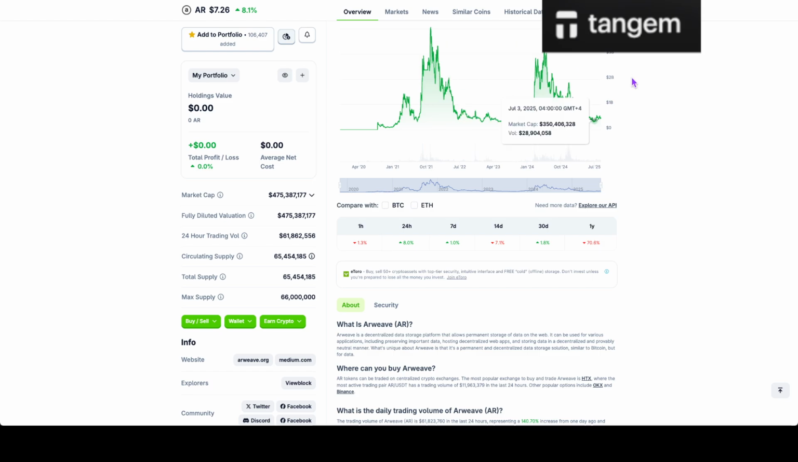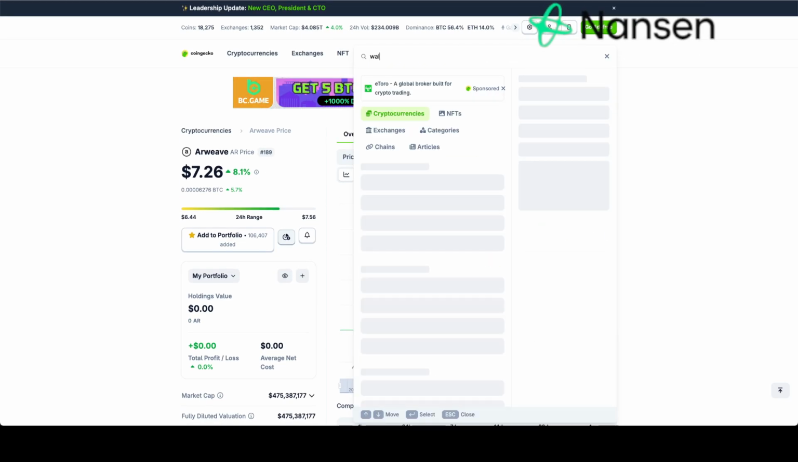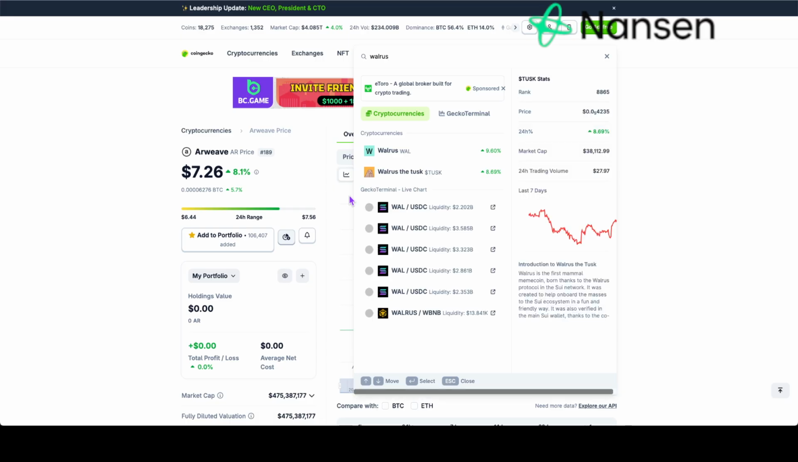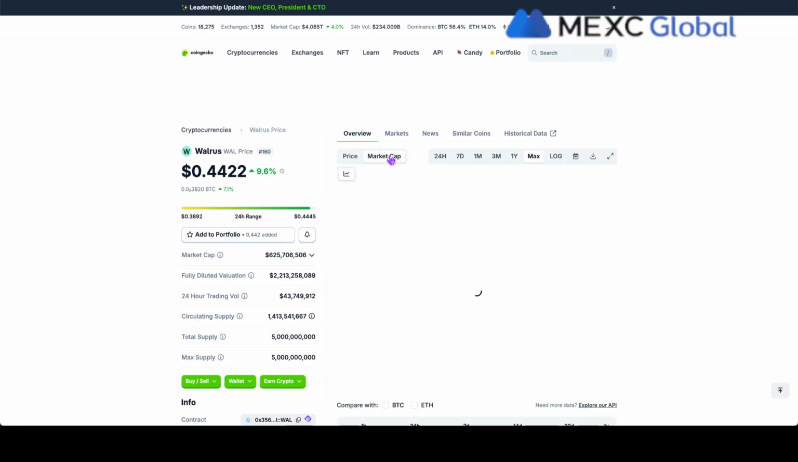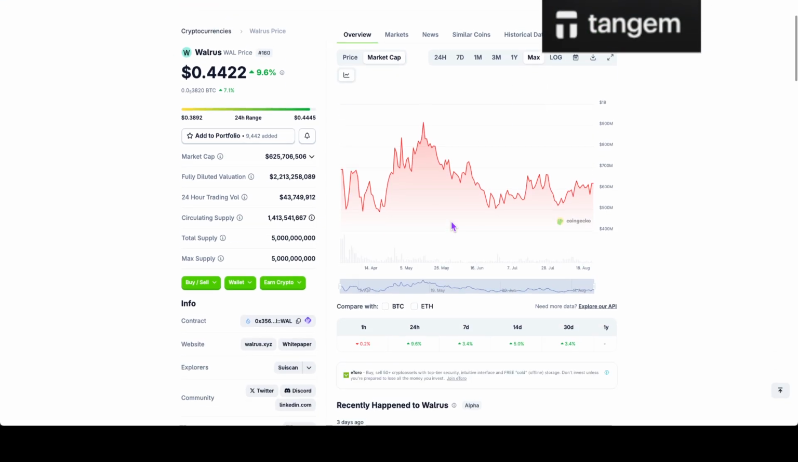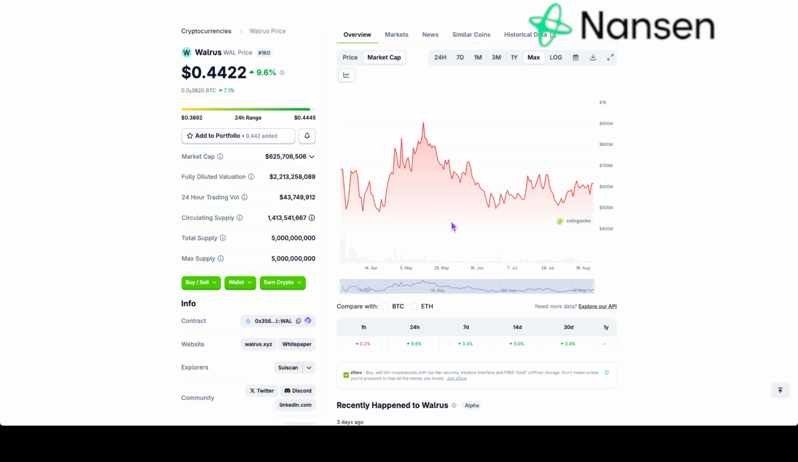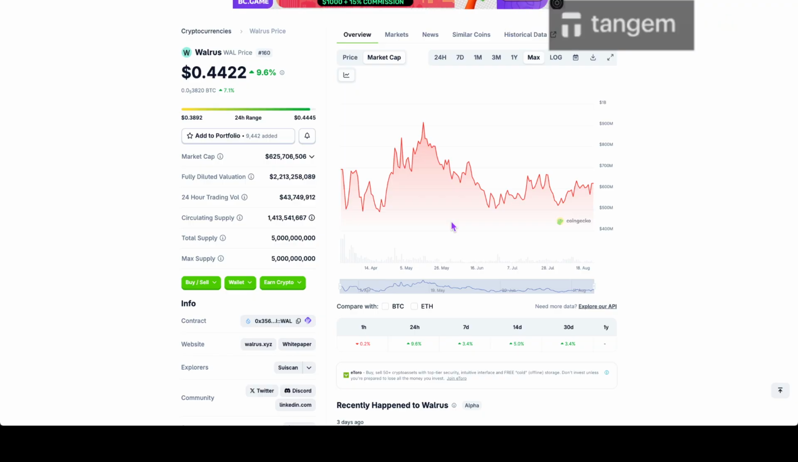I do hold, by the way, some of these cryptocurrencies that I'm talking about. Recently Walrus was announced to have a Grayscale trust, and the market cap here is $600 million. The trading volume is only $43 million. This is more essential to the SUI progress than it is to just being a direct investment out there, because the technology that they're providing to SUI is absolutely incredible.